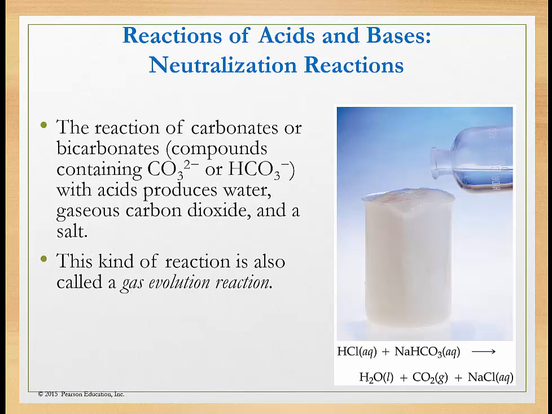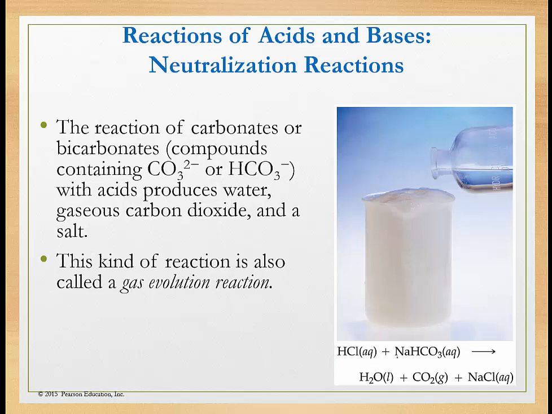If we look at some particular acid-base reactions, there's some interesting things that we can note from those. For instance, if we look at the reaction of carbonate or bicarbonate compounds, so remember your polyatomic ions for carbonate and bicarbonate, when we react compounds containing those with acid, we still produce water, as we said before, but we also get carbon dioxide as a gas and the salt as well. So we get this additional product of carbon dioxide. And we have, again, looked at this type of reaction. This is known as a gas evolution reaction.